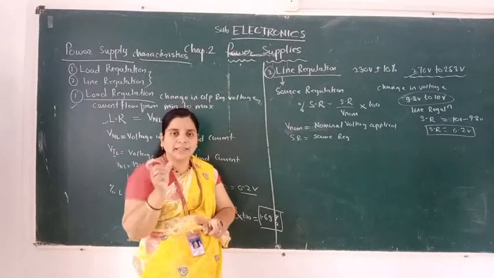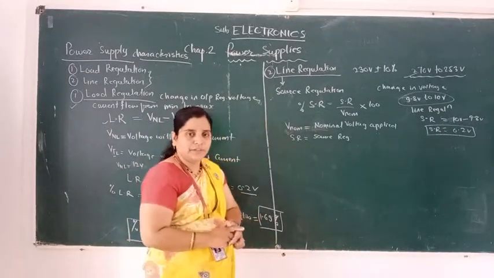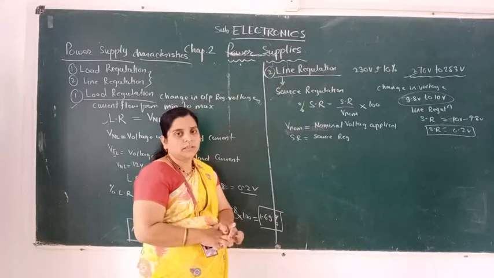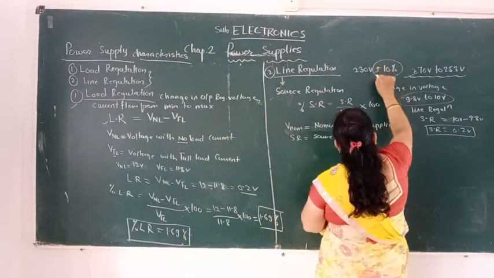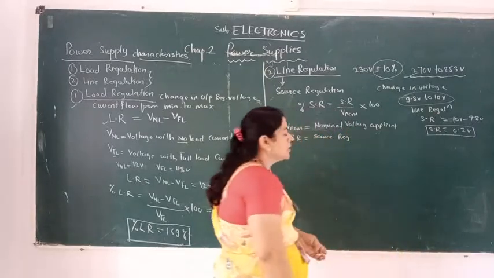So this should be in the range of 270 to 253 volt. So there is a change of plus minus 10%. This is the line regulation.